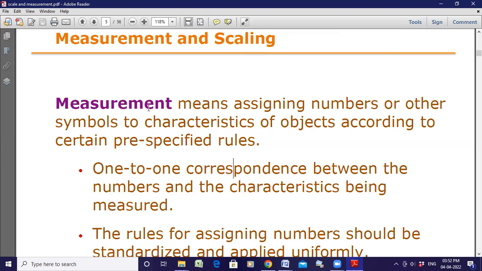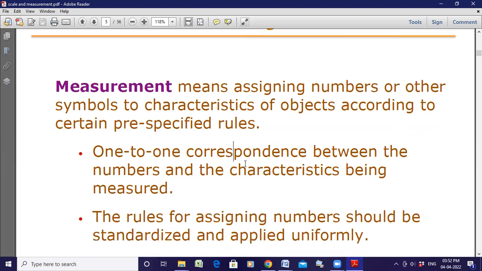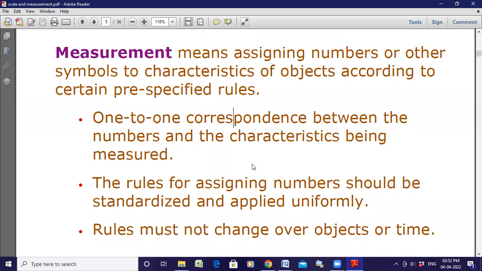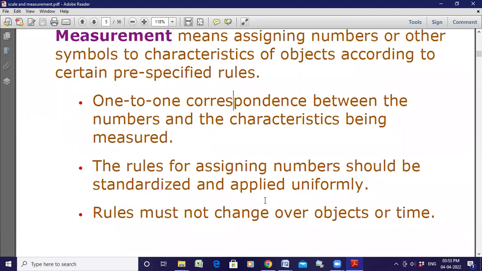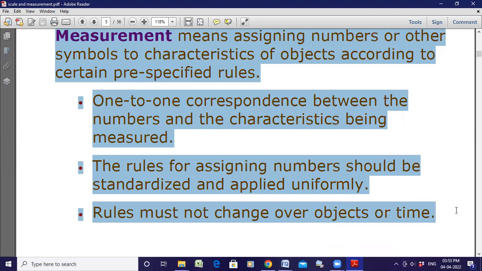So what is measurement? This means assigning numbers or other symbols to characteristics of objects according to some pre-specified rules. One-to-one correspondence between the numbers and the characteristics being measured. The rules for assigning numbers should be standardized and applied uniformly. Rules must not change over objects or time. See, this part is common for every field, whether you are from social science or basic science or school of business. We all depend on these things.